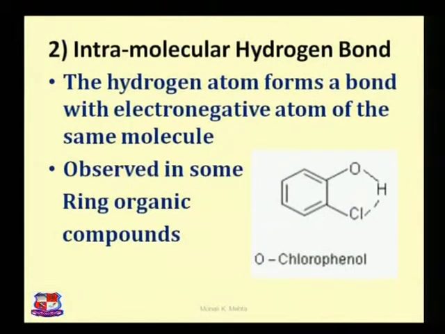The second type of hydrogen bond is the intramolecular hydrogen bond. The hydrogen atom forms a bond with an electronegative atom of the same molecule, observed in some ring or organic compounds. Look at this example, orthochlorophenol, in which the hydrogen atom forms a hydrogen bond with the chlorine of the same molecule.